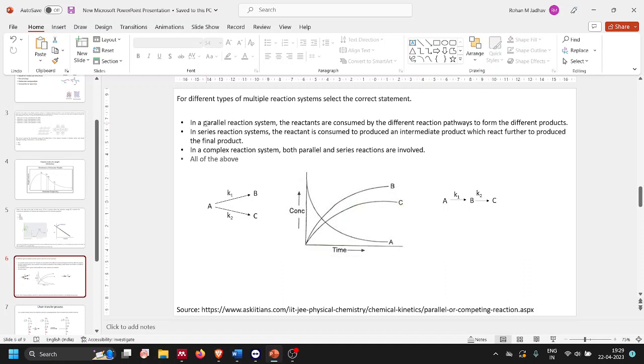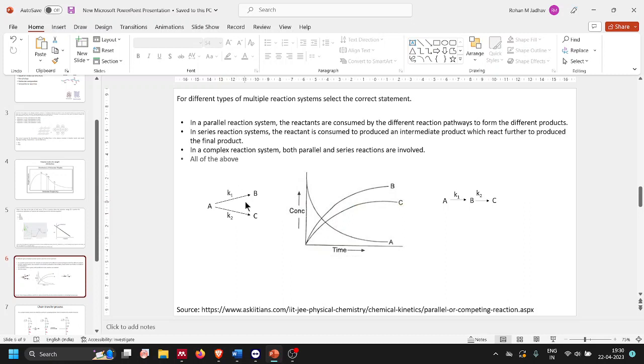So let's take a look at the first statement. In a parallel reaction system, the reactants are consumed by different reaction pathways to form different products. So here is an example. You have a reactant A which is undergoing a reaction to form B and C, which have different reaction rate constants. You can see k1 and k2 right here.